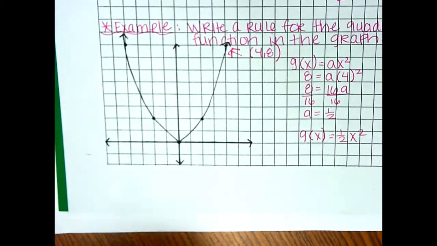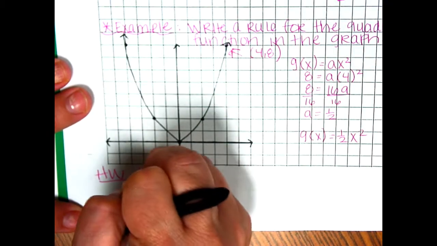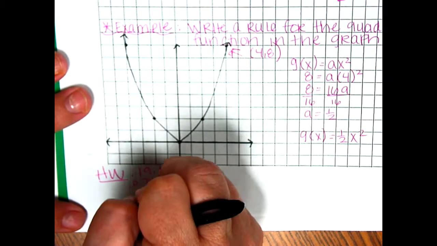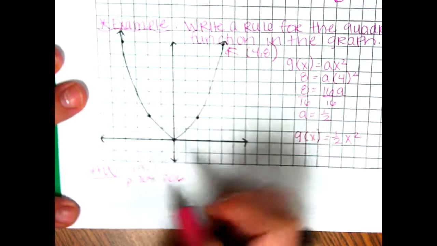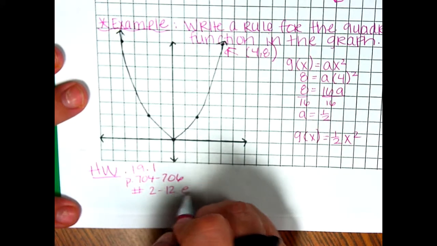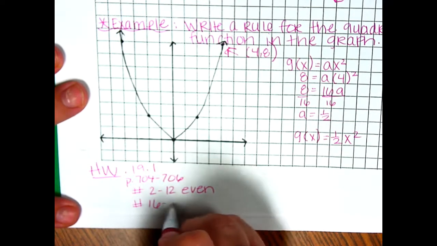Okay, your homework for this lesson is 19.1. It's on pages 704 to 706. Do numbers 2 through 12 even, and then numbers 16 through 21.